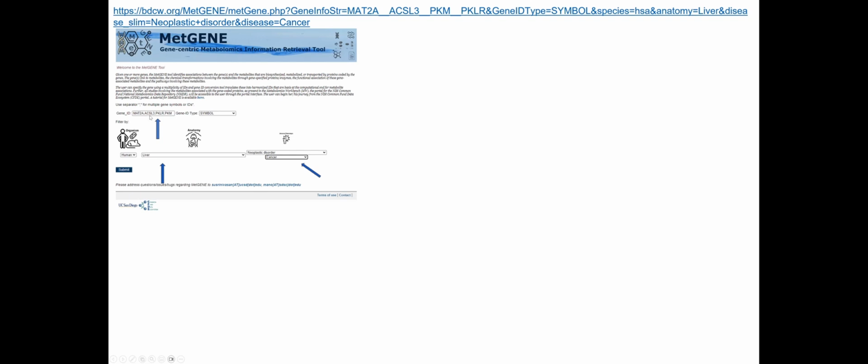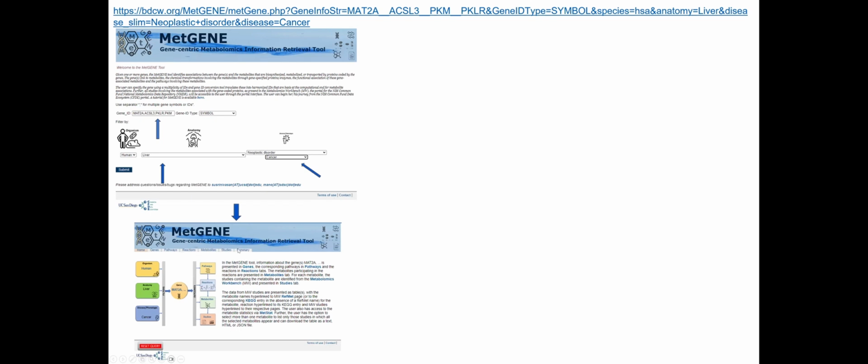So we gave MAT2A, ACSL3, and PKLR, PKM. And we gave this gene ID, and we said, okay, let's find out what metabolites are involved. MedGene gives you connection to human. You can connect to any species, human, etc. We chose human, liver, cancer. These are all annotations of these. You can look at pathways. You can look at reactions. You can look at metabolites. And I'm going to walk you through these.